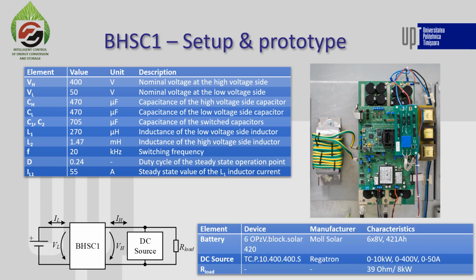And the tests were performed using lead-acid solar batteries. We see them on the left. Here is the converter. The batteries were used in place of the lower voltage, and on the higher voltage we have a DC source in parallel to a resistor. This is used to have a bidirectional operation on both sides. So the battery of course is bidirectional, and also on the other part we have the resistor in parallel to the source to have the bidirectional operation.